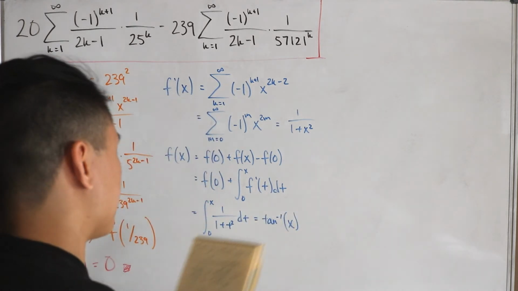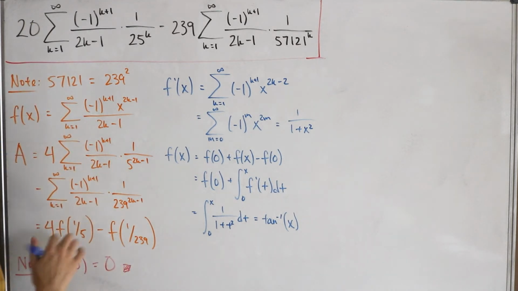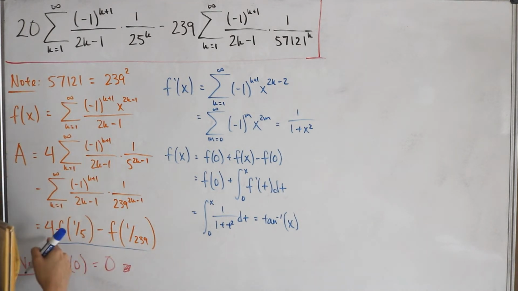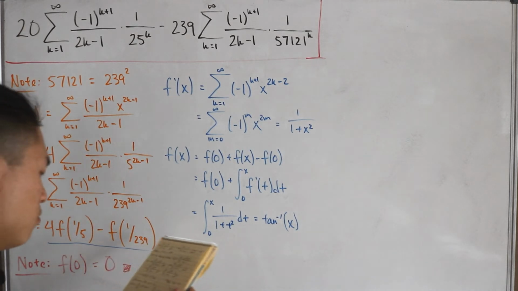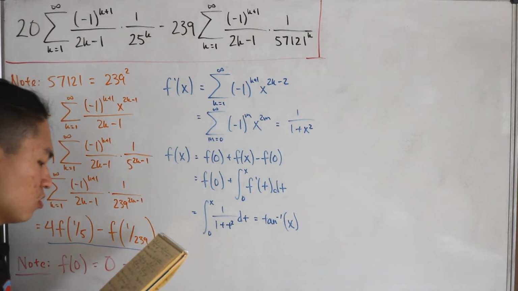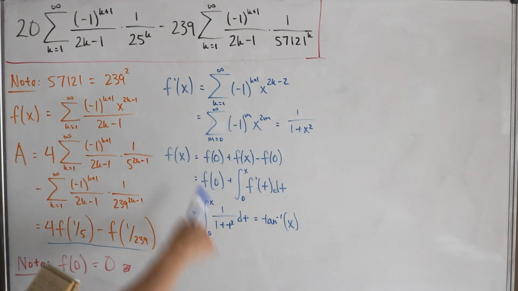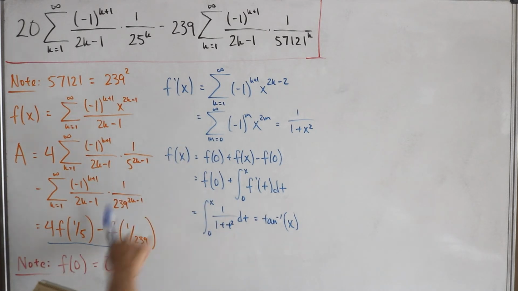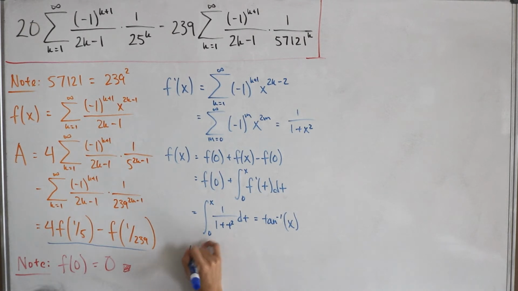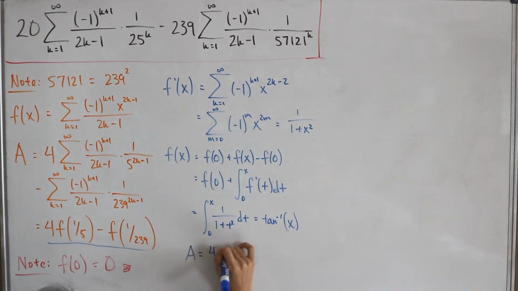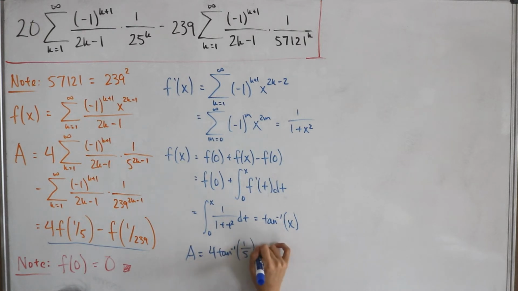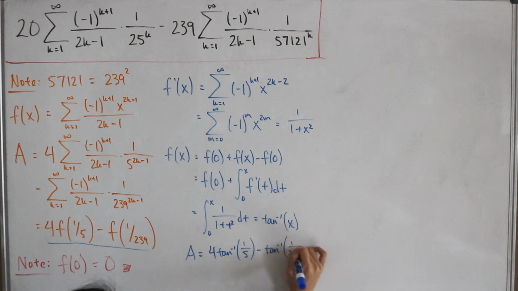So with this, going back to our a, which we said is equal to 4 times f of 1 over 5 minus f of 1 over 239. We can substitute for f of x in terms of inverse tangent of x, with the input. So with this, a so far is 4 times inverse tangent of 1 over 5, and then we subtract inverse tangent of 1 divided by 239.